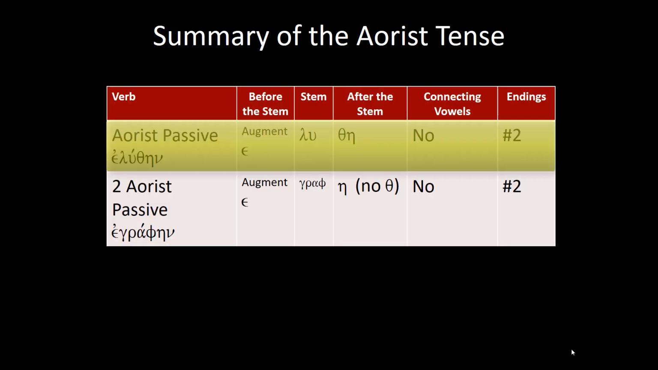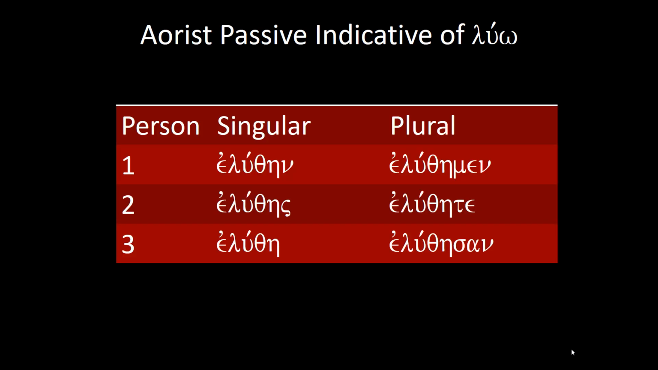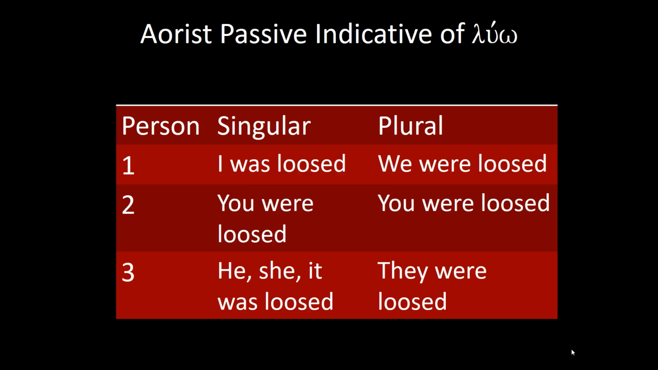Okay, so here's aorist passive. We still have the augment. The big key here is this theta eta. So if you ever see augment theta eta, you know you're dealing with aorist passive. Eluthen, eluthes, eluthe, eluthemen, eluthete, eluthesan. Augment theta eta, aorist passive. I was loosed. You were loosed. He was loosed. We, you, they were loosed.